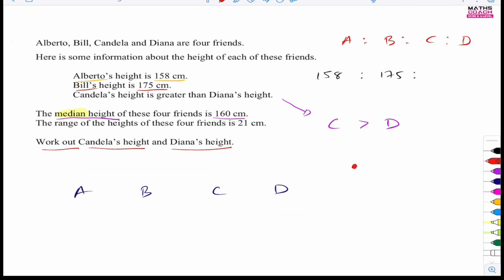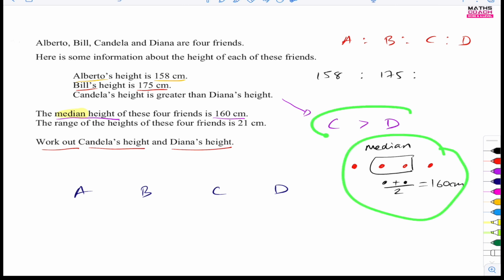So this is normally how we work out the median, isn't it? We've got 4 pieces of data here. 1, 2, 3, 4. So these 2, if you add them up, this plus that divided by 2, that should give you 160 centimeters. This is your median. Just make a note of that. We will come back to this later. We've made this note, and we're going to come back to it later.